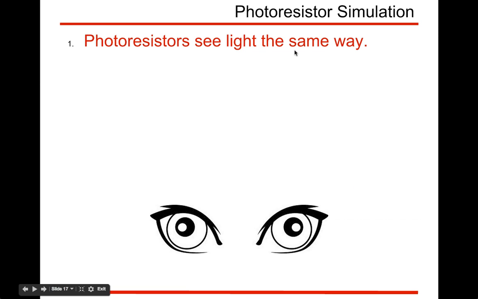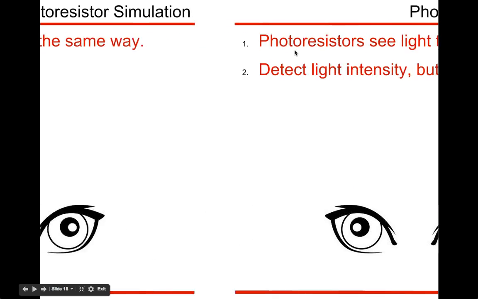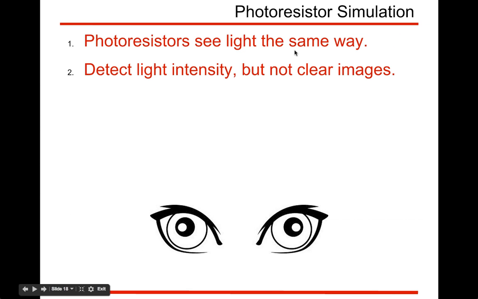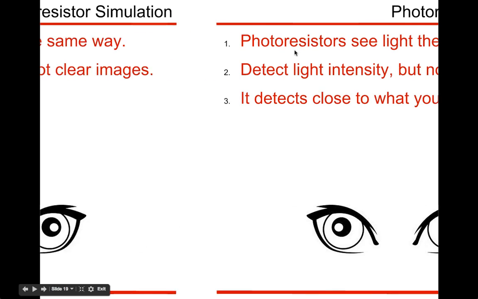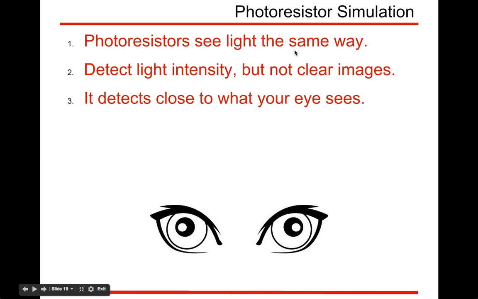But what's cool about this photoresistor is it detects light kind of the way your eyes do. So it detects a similar wavelength. Again, it detects light intensity, but not clear images. It doesn't see like your eye. It just sees like your eyes closed, basically. So if you close your eyes again and wave your hand over them, that's the way the photoresistor works. It detects what's close to what your eye sees. Again, it detects the wavelength.